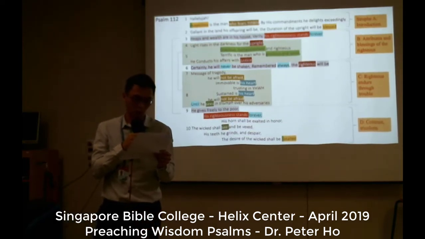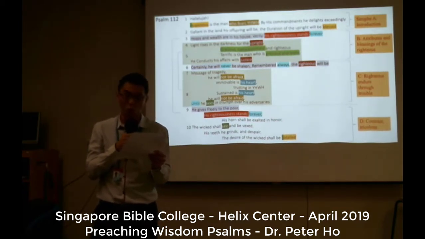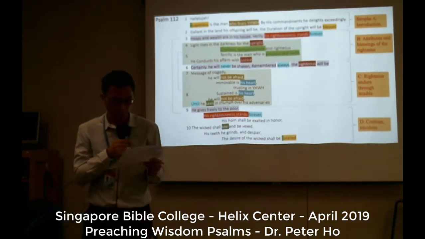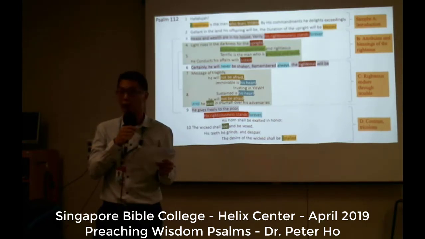And at the center of the whole acrostic poem is verse 6. This verse contains the 2 center letters of the Hebrew alphabet, Kaf and Lamed. By using the words never and always, verse 6 highlights the everlasting nature of the righteous in contrast to the destruction and passing away of the wicked.